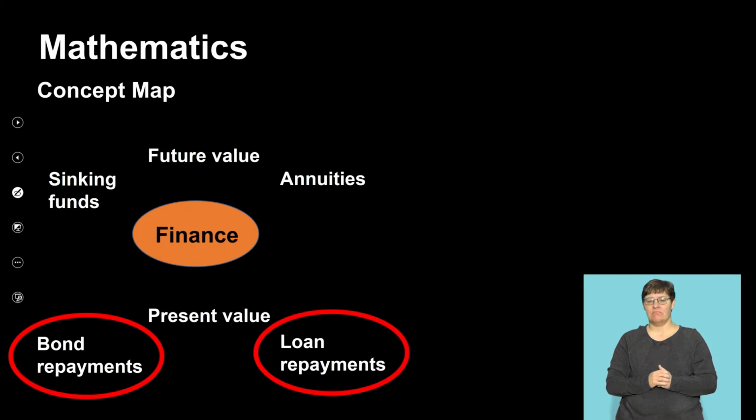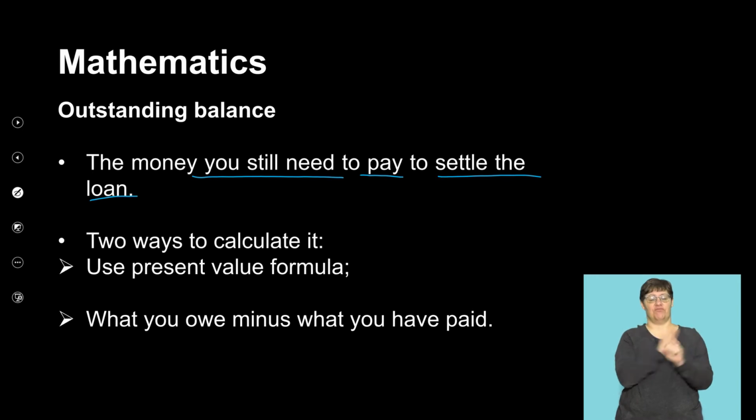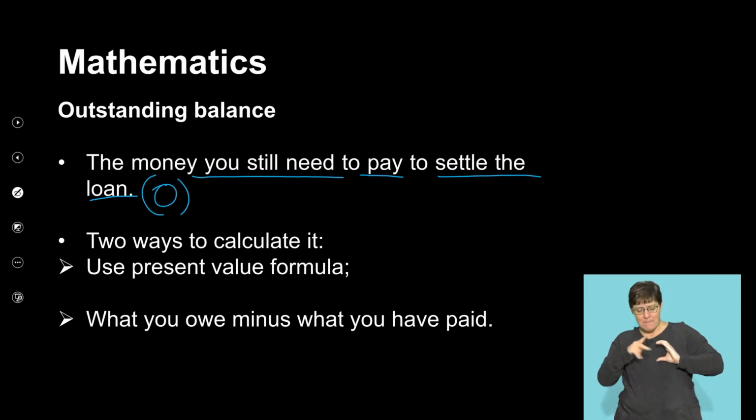So remember, present value has to do mainly with bond repayments and loan repayments, right? So that's where the outstanding balance concept will be taken from. Now, when you talk about the outstanding balance, this is the money you still need to pay in order to settle the loan, meaning to make the loan equal to 0. That's what we are talking about.